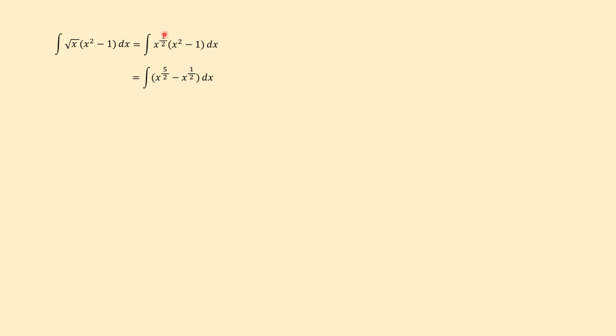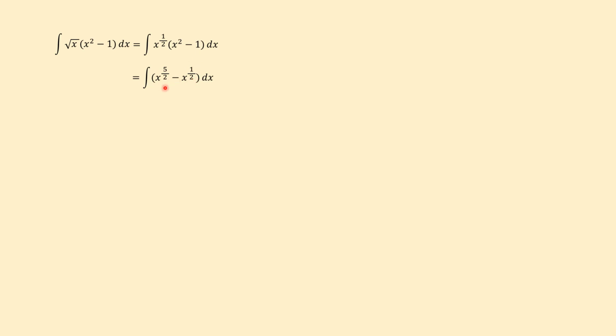Note that if you add this power to the 2, 2 plus 1 over 2 is 5 over 2. If you do a simple common denominator between 2 and 1 over 2, it equals 5 over 2. Don't make this mistake that we multiply 1 over 2 by 2. No, when we multiply x to the 1 over 2 by x to the 2, the bases are the same, so we have to add the powers. 2 plus 1 over 2 is 5 over 2. Minus 1 times x to the 1 over 2, which is x to the 1 over 2.